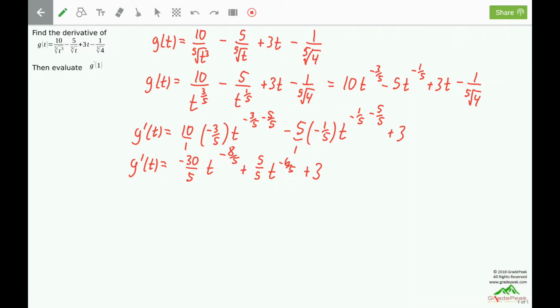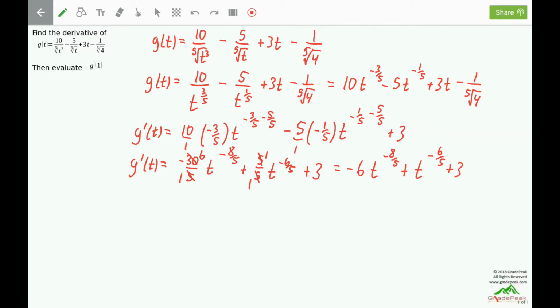Now we can take one more step and rewrite this where we move the negative exponents to the denominator to make them positive exponents. And also I can reduce the fractions that are with them. The first fraction can reduce by a 5. That'll give us a 1 in the denominator, a 6 in the numerator. The second fraction also by a 5. That'll give us a 1 and a 1. So I have negative 6 t to the negative 8 over 5 plus 1 t to the negative 6 over 5 and then plus 3.